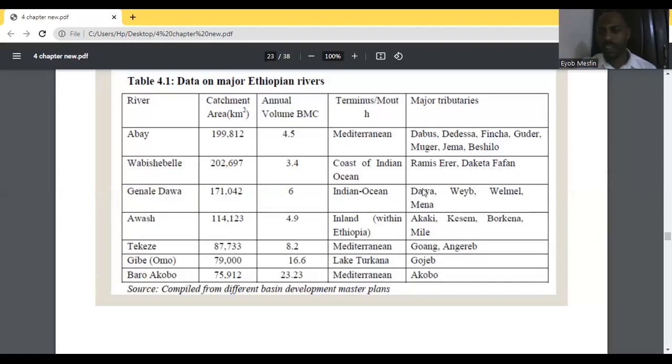The Genale River is named Juba River after it joins and reaches the soil of the Somali Republic. Don't forget this concept. Dawa, Web, Walmel, and Manna are the tributaries of the Genale River. For the Awash River, there are Akaki, Kasam, Borkana, and Mille. Gwang and Angareb are for the Takazi, and Gibe and Omo, with Gojeb as a tributary, and Akobo is for the Baro Akobo. These are the main tributaries for the Western and Southeastern drainage systems.